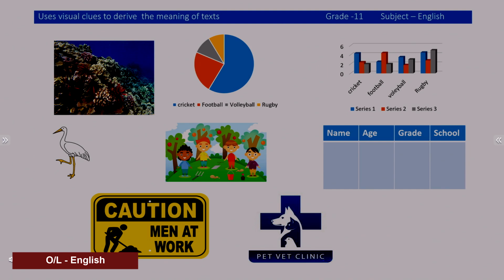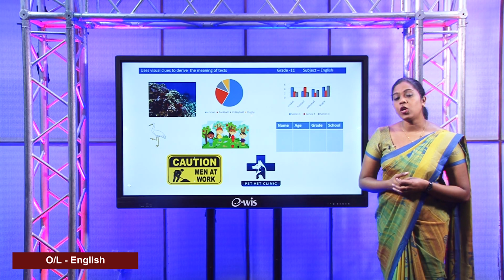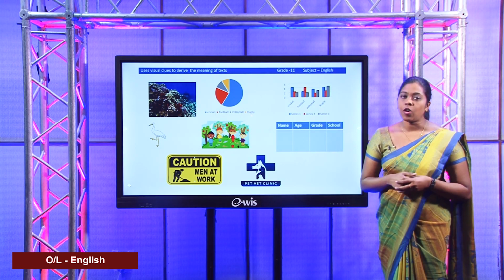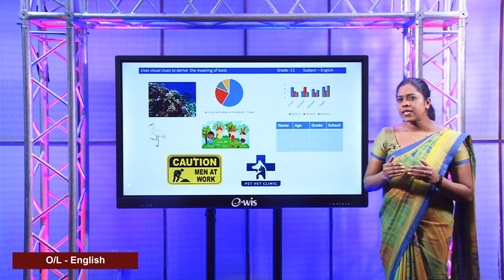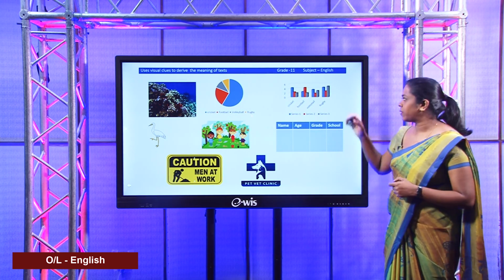So this is what visual clues can do, right? Visual clues can come in different types. Look at this slide. It can be a picture, a chart, a graph, or even a drawing. It can be a table, a grid, or signs, logos, etc. We make use of them in order to find the idea of a given text when this appears with a text. Let's start the lesson slowly.